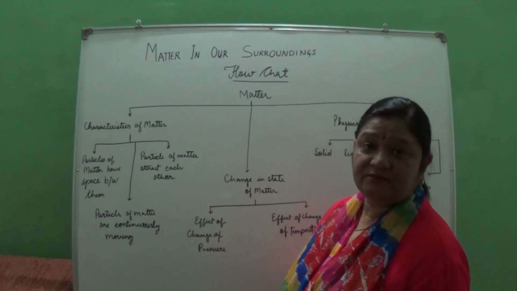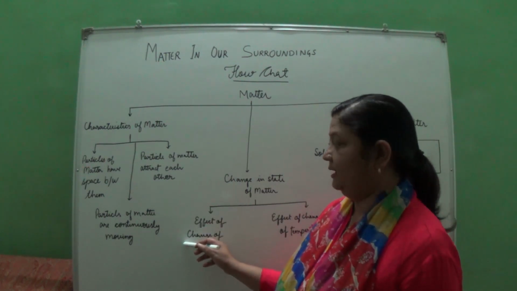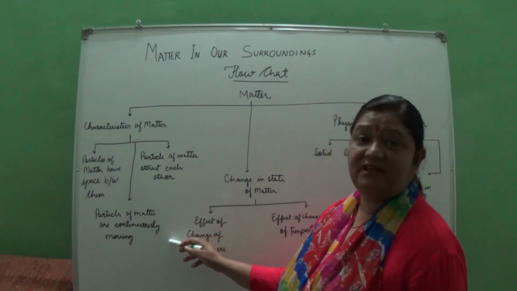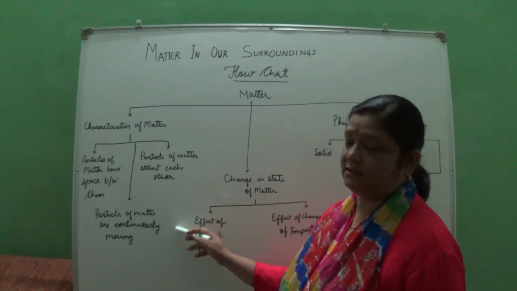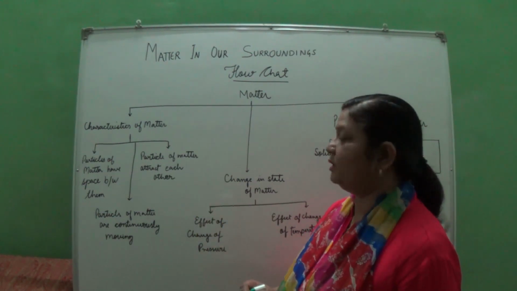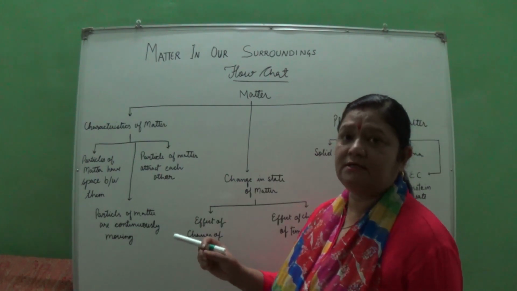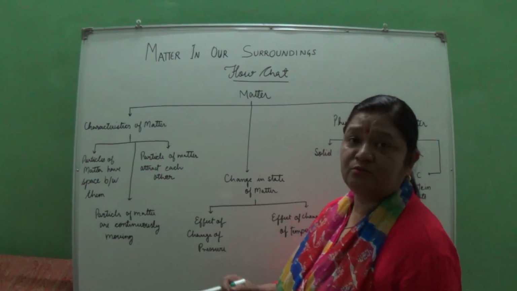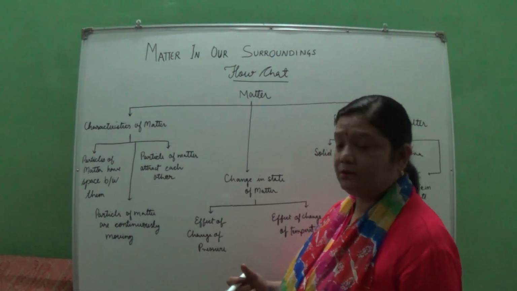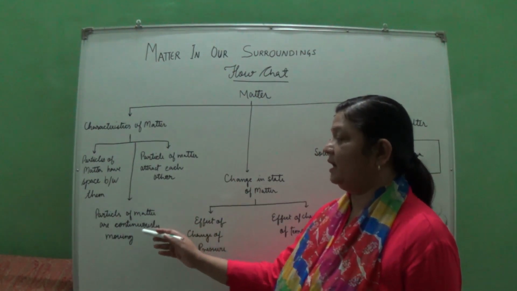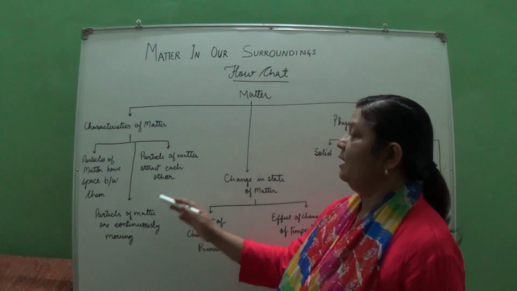Now, particles of matter are continuously moving. They move in a zigzag manner, and how can we see this? In one experiment I told you to put pollen grains on water, and we see that they start moving. They move because the molecules of water are moving, and this shows that particles of matter are continuously moving.